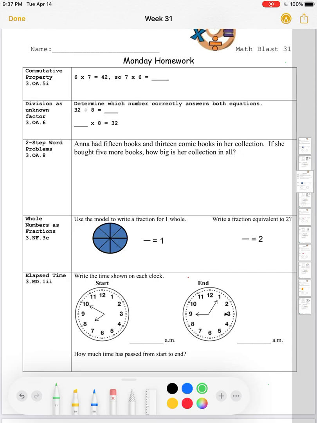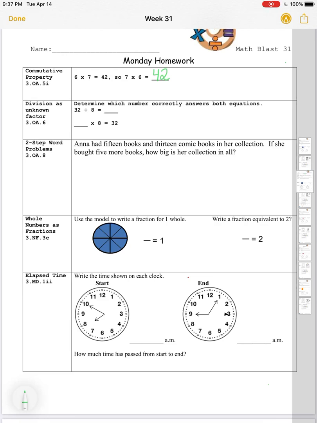Math Class 31, commutative property. 6 times 7 equals 42, so 7 times 6 equals 42. The commutative property of multiplication states that two numbers can be multiplied in either order, and we still get the same product.